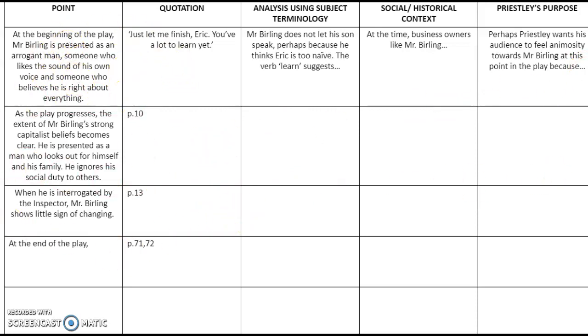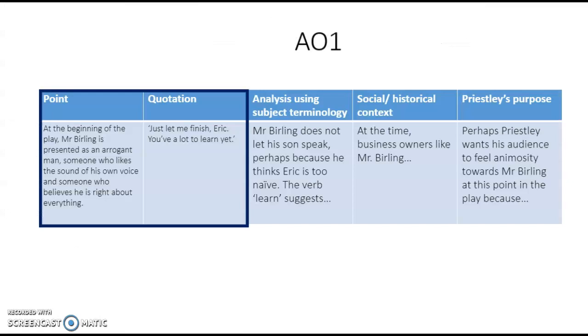So start with this one at the top, and then it's over to you to complete the rest. So starting with the top one here, you will see it's sectioned off in point, quotation, analysis, social historical context, and Priestley's purpose. So this is just making sure that when you're planning, you are hitting all the assessment objectives. Now these first two boxes here, of course, will be for assessment objective 1.